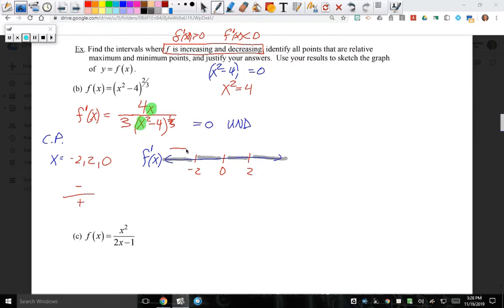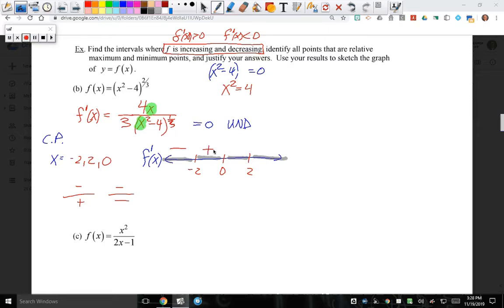Okay? Omar, let's test something in between -2 and 0. What do you want to test? -1. Plug it in. What do you get for the numerator? Well, just negative, right? All we care about is the sign. Now plug in -1 for the denominator. Negative. So what is my sign?